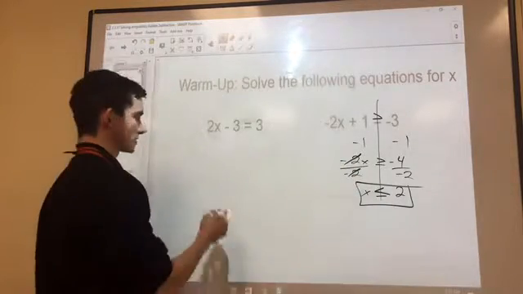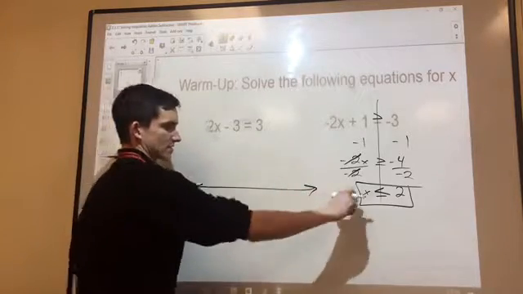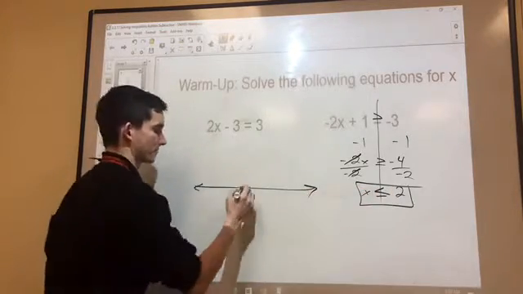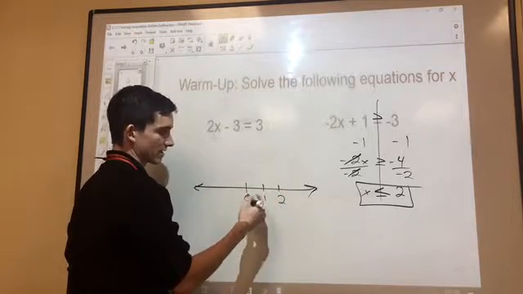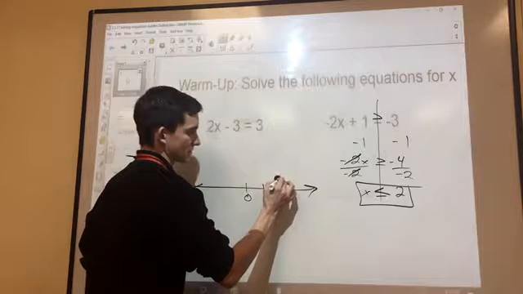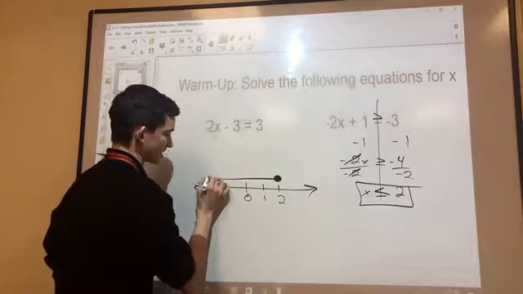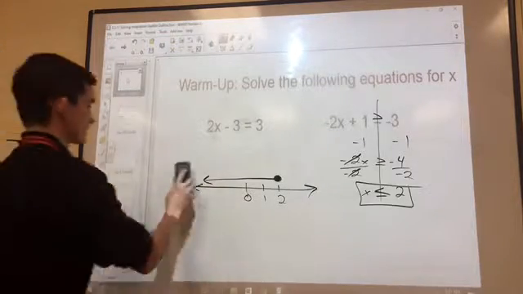One more time, just for a recap, the way you graph that: if x is smaller than 2, so here's 0, here's 1, here's 2, and x is smaller than or equal to, it's going to be a closed dot because it's got the equal to. Then it's going to be pointing to any numbers that are smaller than or equal to 2. So there's an example.